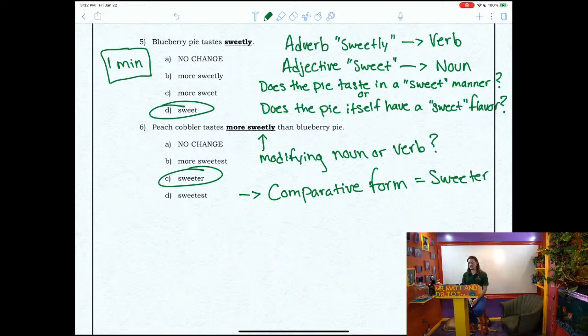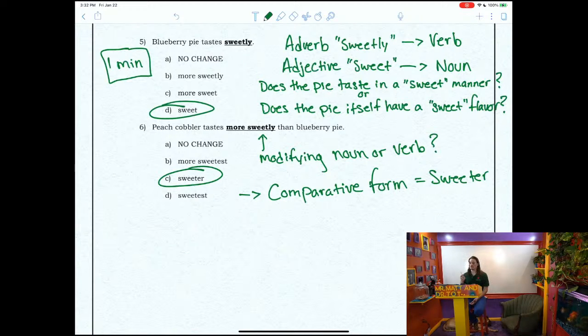So we're going to need to use the comparative form of whatever we choose to use, whether it's an adjective or an adverb. And then also we need to ask ourselves whether we intend to modify the verb taste, as we're doing now with the phrase more sweetly. Notice sweetly has that ly ending, so we know it's an adverb. So this is modifying the verb taste. So that, again, is implying that peach cobbler tastes, or participates in the action of tasting something with its mouth, in a sweet manner, which we can obviously tell is absurd.